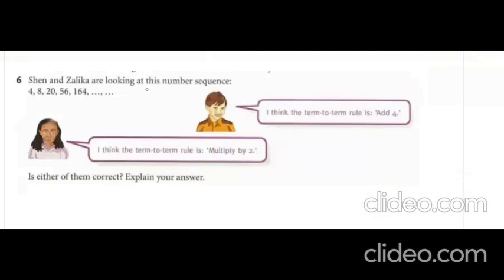Shane and Zaliha are looking at the number sequence 4, 8, 20, 56, and 164. What Shane is saying, I think the term to term rule is add 4. Let me check first. The first term is 4. When you add 4, you get 4 plus 4 is 8, and 8 plus 4 is 12, and 12 plus 4 is 16.